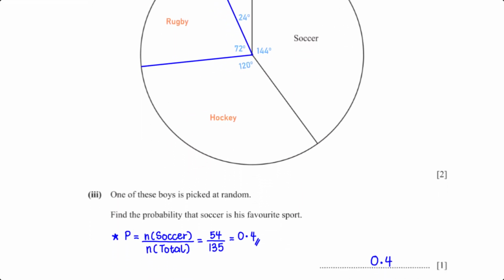One of these boys is picked at random. Find the probability that soccer is his favorite sport. This probability is equal to the number of boys who choose soccer as their favorite sport, which is 54, divided by the total number of boys, which is 135. This gives us 0.4.